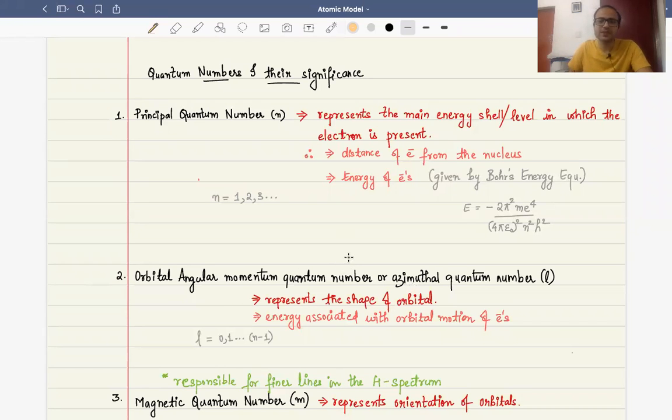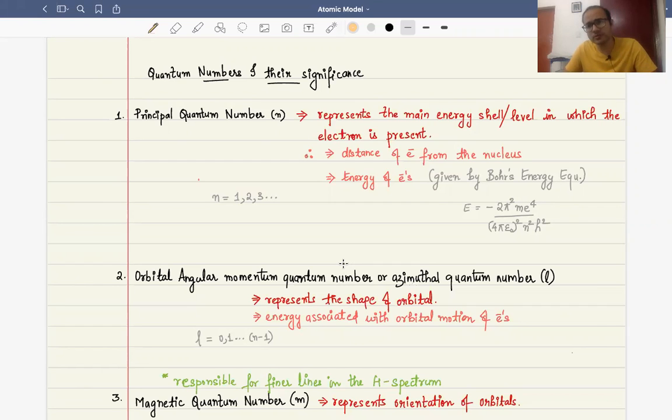Hello everyone. In the previous video, we looked into the concept of orbitals, as we studied previously about orbits and how orbits is a wrong concept according to Heisenberg's uncertainty principle. That means we need to consider the wave nature of the electrons as well. So we brought in the concept of orbitals, right?